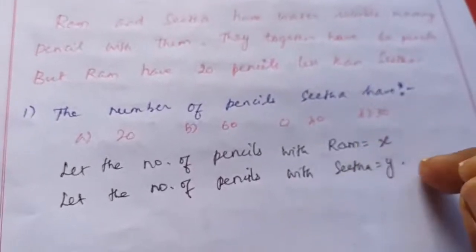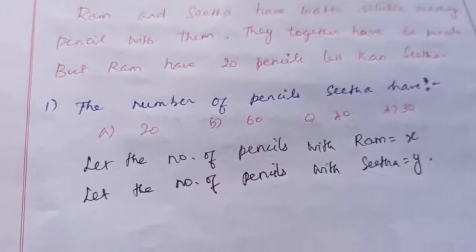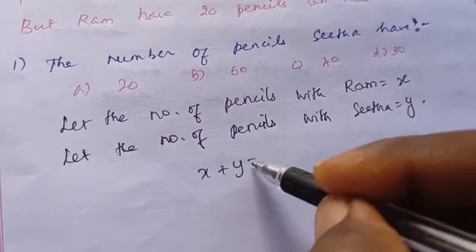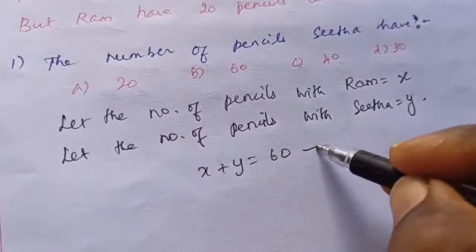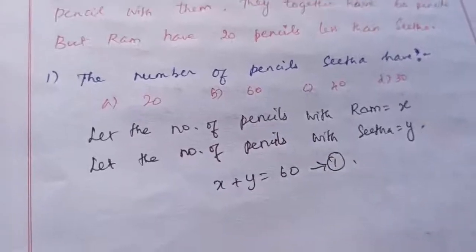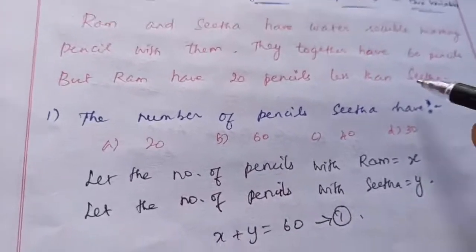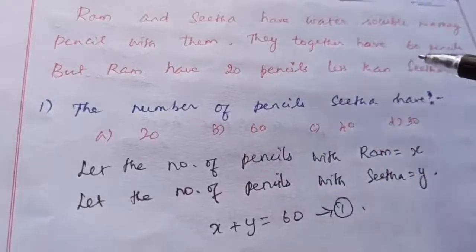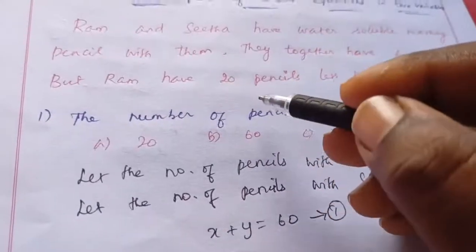According to the first condition, they told that both together have 60 pencils. That means X plus Y is equal to 60. Mark it as equation number 1. Based on Sita, Ram has 20 pencils less.